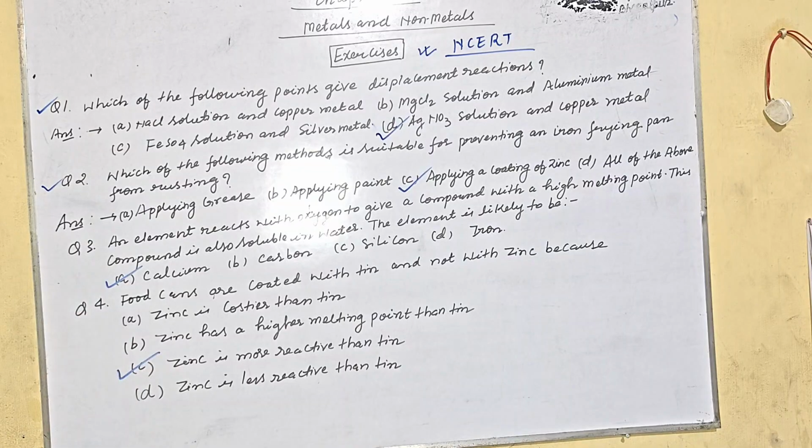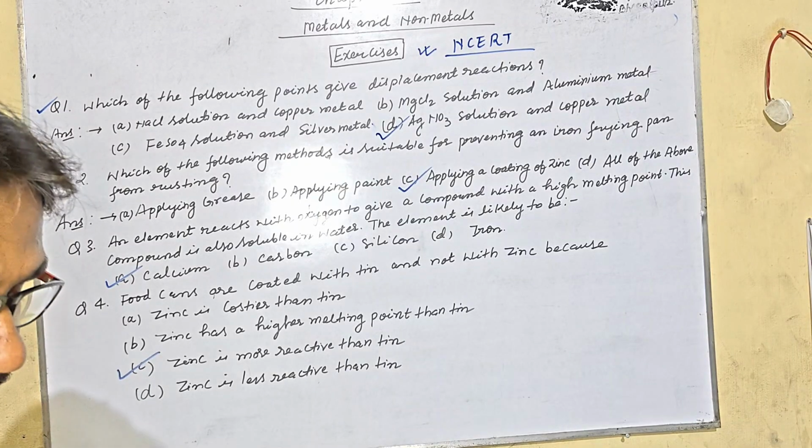Question number 4. Food cans are coated with tin and not zinc because zinc is more reactive than tin, and hence it would react with the acid present in the food.